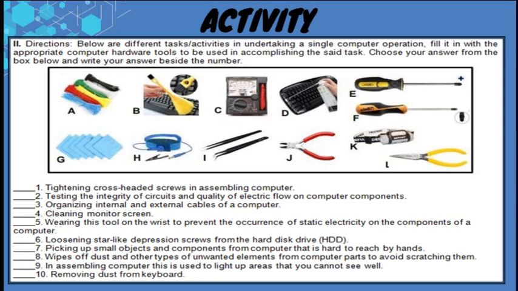Activity 2. Directions: below are different task activities in undertaking a single computer operation. Fill in the appropriate computer hardware tools to be used in accomplishing the said task. Choose your answer from the box below and write your answer beside the number. 1. Tightening cross-headed screws in assembling a computer. 2. Testing the integrity of circuits and quality of electric flow on computer components.